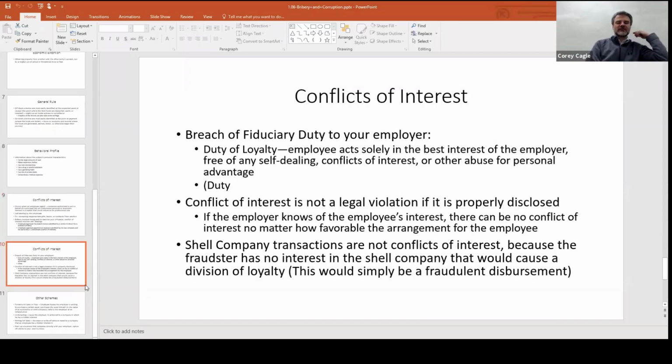So with conflict of interest, we're getting a little into law here. This will show up later. Actually, it stopped typing on that second bullet point for some reason.